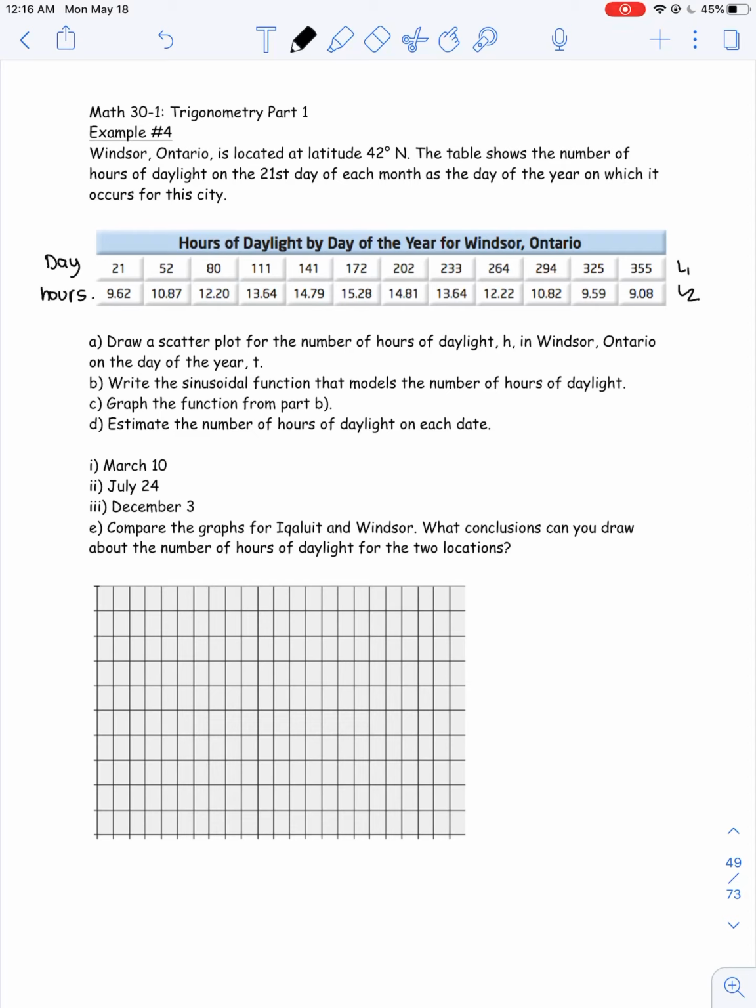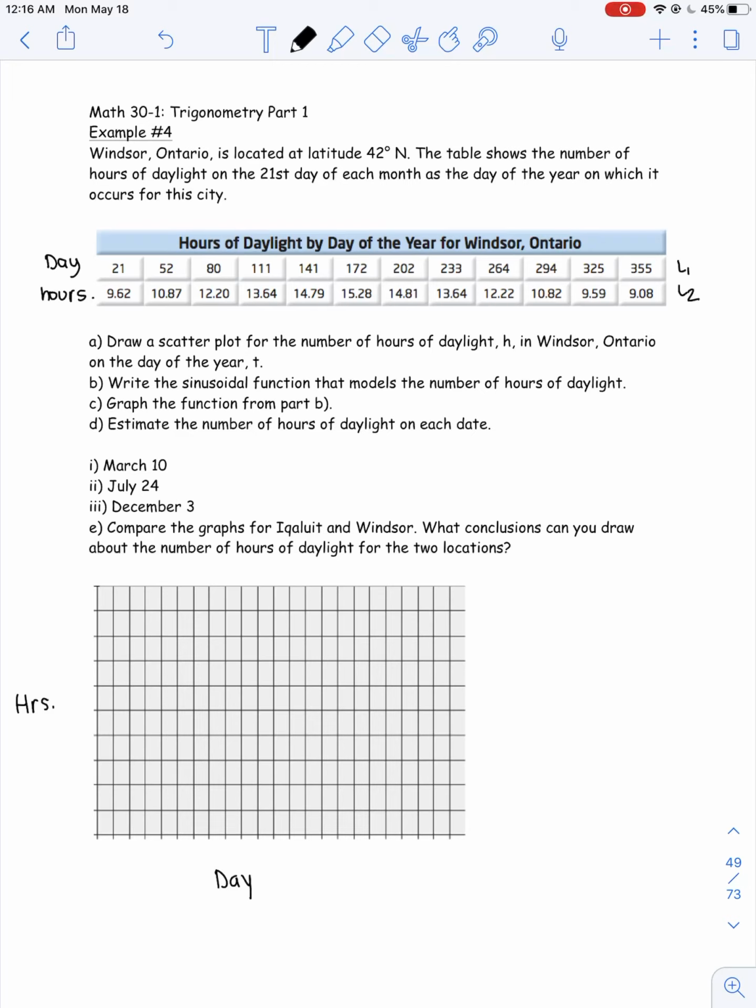So what we want to do is draw a scatter plot of this data on the below grid. We're going to put day along our horizontal axis and hours of daylight along our vertical axis.